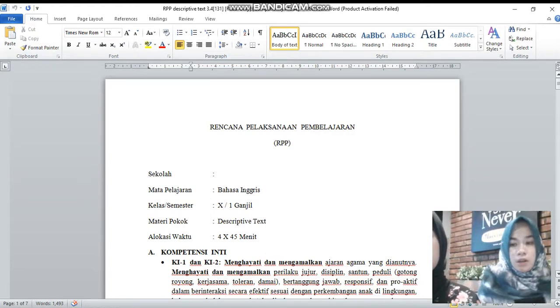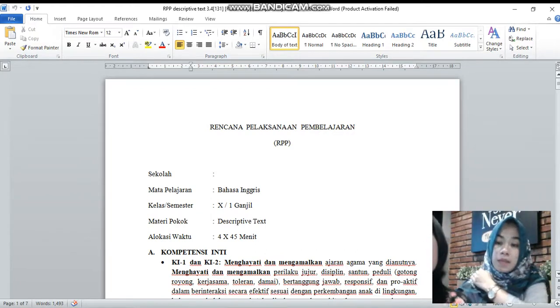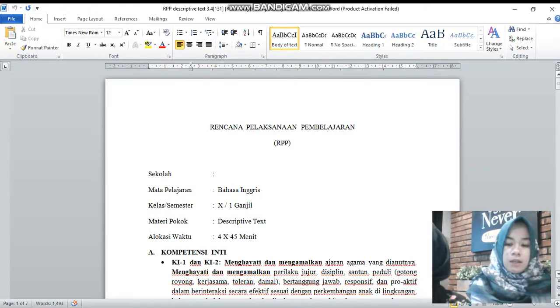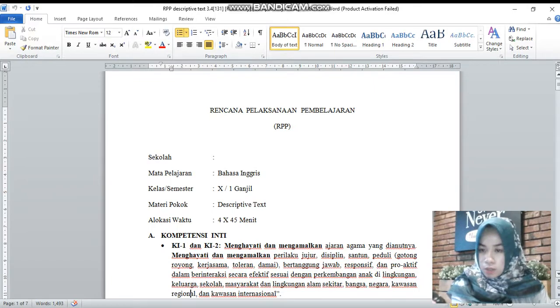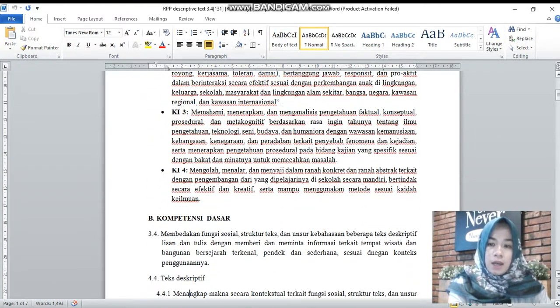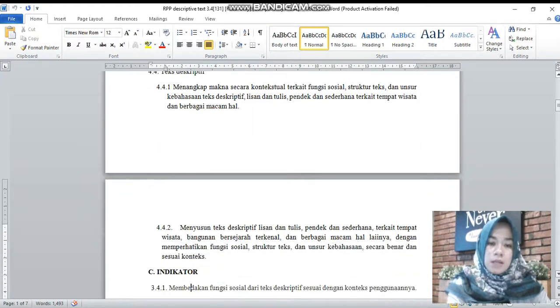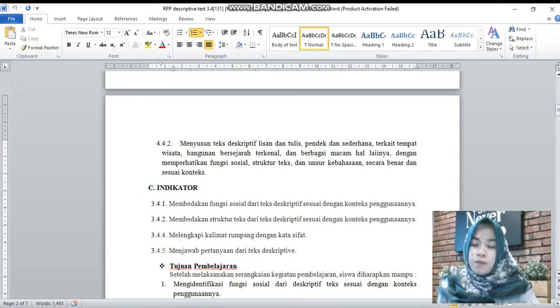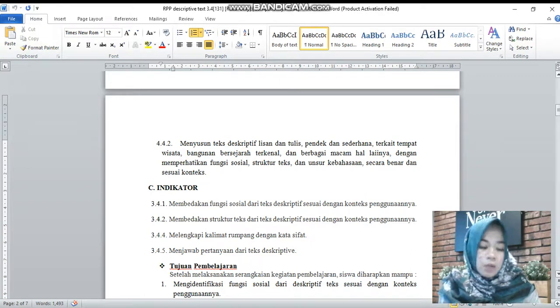So in here, I will explain about the descriptive text, and our group focuses on reading skill. First, of course, we need to explain what descriptive text itself is. Then we make the materials based on the indicators stated in our lesson plan. The first indicator is membedakan fungsi sosial dari teks deskriptif sesuai dengan konteks penggunaannya. So here we need to know what the social function of descriptive text is.